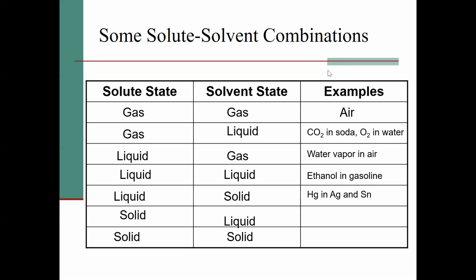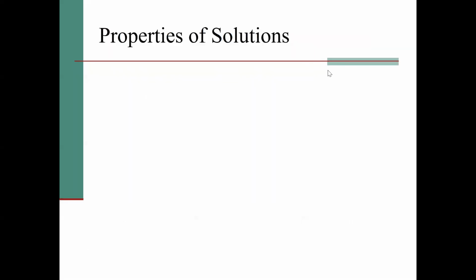Solid and a liquid. Typically, very few of these. If you're going to dissolve mercury and silver and tin, or salt and water, we have a lot of solid solutes and liquid solvents. That's probably what people would typically consider the most. And then solid and solid: steel, gold, 14 karat gold.